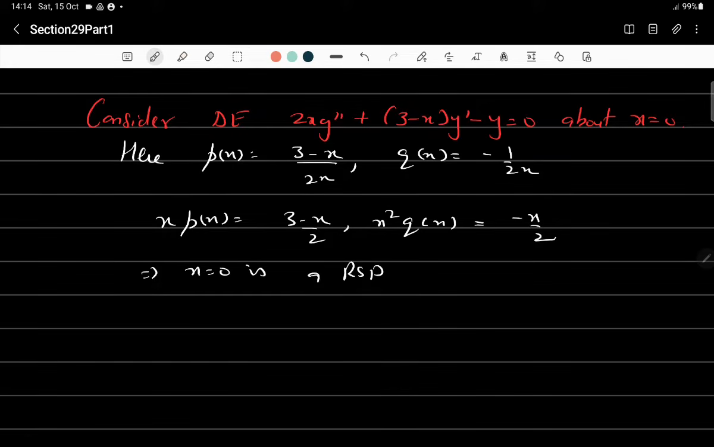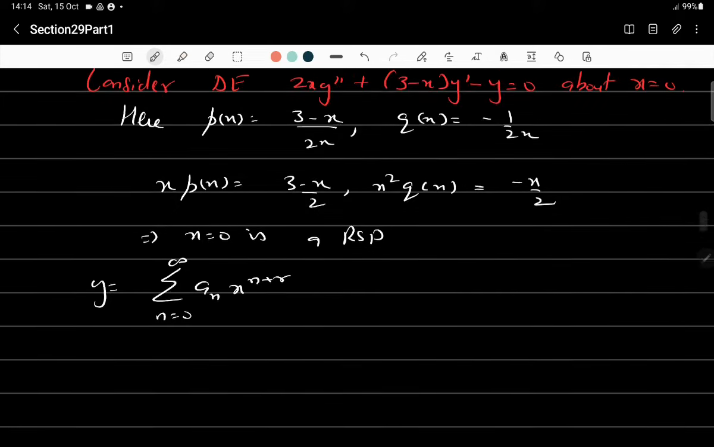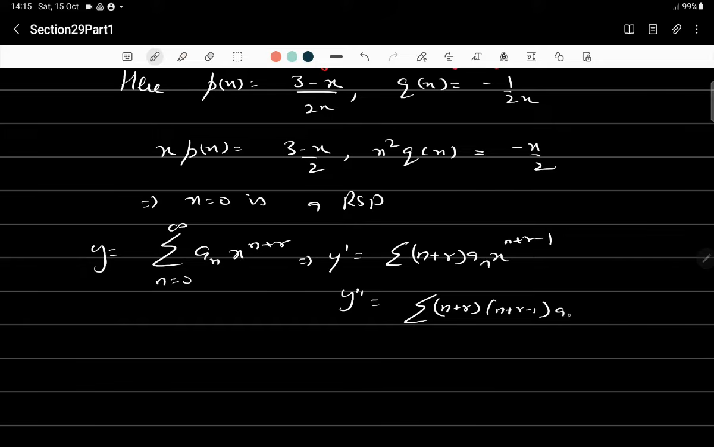So in case of regular singular point, the solution looks like summation a n x raised to the power n plus r. Now I need y dash and y double dash. So y dash is summation n plus r a n x raised to the power n plus r minus 1, and y double dash is n plus r, n plus r minus 1, a n x raised to the power n plus r minus 2.